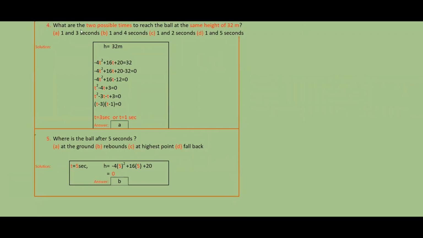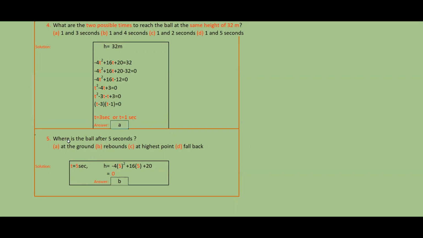Our next question is, what are the two possible times at which the ball reaches the same height of 32 meters? So here h is equal to 32 is given. You have to find the two possible t values. So substitute h as 32 in this equation, then factorize, you will get t is equal to 3 or t is equal to 1. Both are positive, so you can take t is equal to 3 seconds or t is equal to 1 second. That is 1 and 3, that is option A. So here the answer is A.